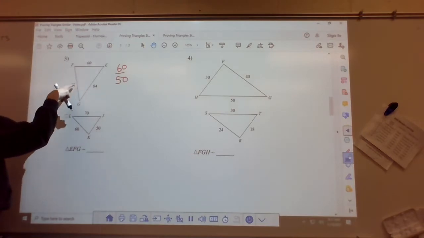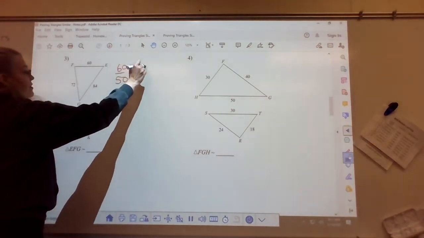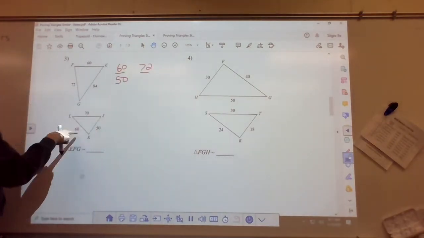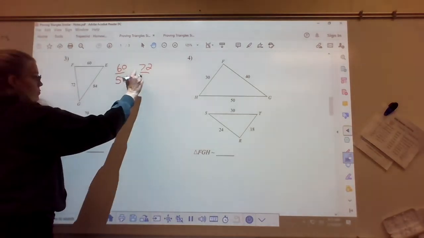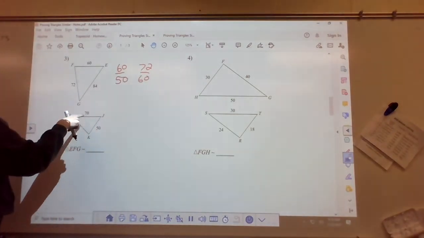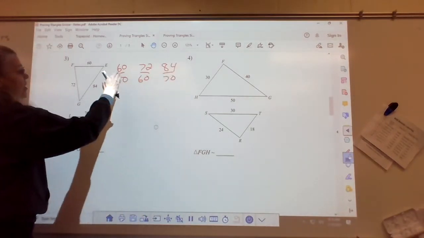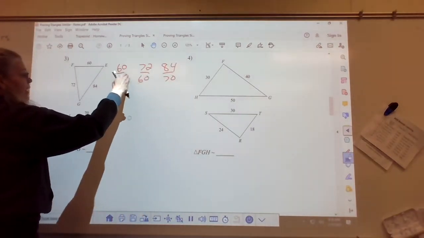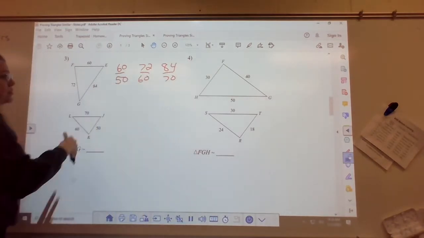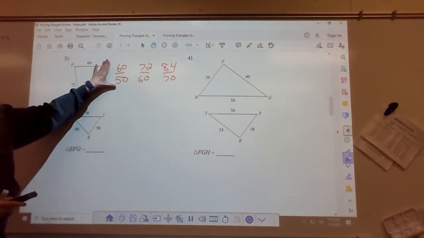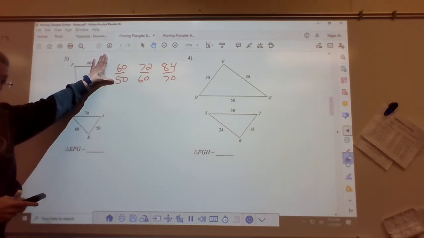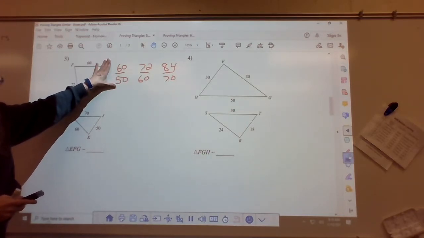72, well, that's the next biggest. That's going to compare with the 60, which is the next biggest on this one. And then 84, 70. So I've got three different ratios that I can use to compare the sides of the triangle to see if this triangle is in fact proportional. Because I don't know they're similar unless they're proportional.